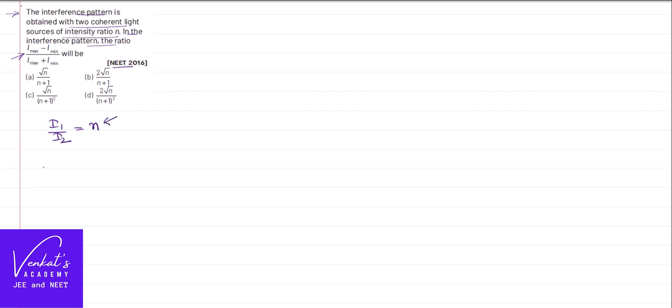So first of all, when two waves meet, the resultant amplitude can be written like A1 square plus A2 square plus 2A1 A2 cos theta, because they are in the format of vectors, where A1 and A2 are the respective amplitudes of the two sources. And we also know that intensity is proportional to the square of the amplitude. So if we eliminate the proportionality, we can write directly amplitude square.